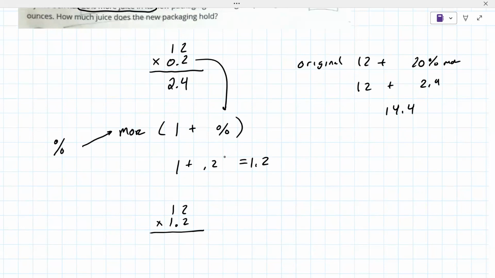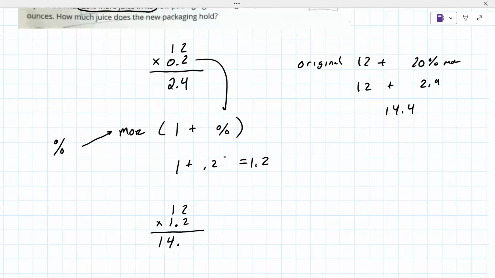Wait, am I multiplying or adding? I'm asking you to multiply these two numbers, 12 times 1.2. 14.4. And does that look like any other numbers that we've calculated in this problem?